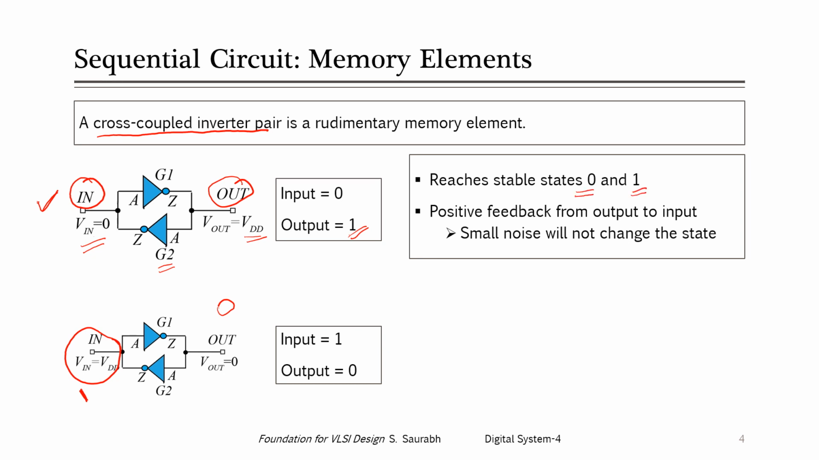And there is a positive feedback from the output to the input. Meaning that whatever voltage we had applied, for example in this case the input voltage of 0 volt, the output was VDD, and this output was actually reinforcing 0 volt at the input. Similarly, if the input was VDD, then the second inverter G2 is reinforcing the same value at the input. So in a sense, there is a positive feedback from the output to the input.